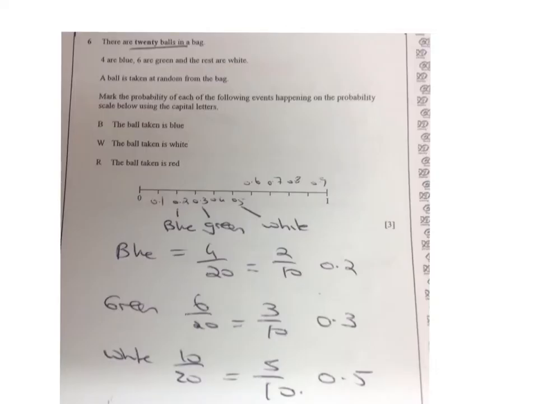Okay, this is a relatively straightforward question. The key thing to note is that there are 20 balls. 4 are blue, 6 are green, and that means 10 are white. So a ball is taken at random. You have to work out where they go on the grid.